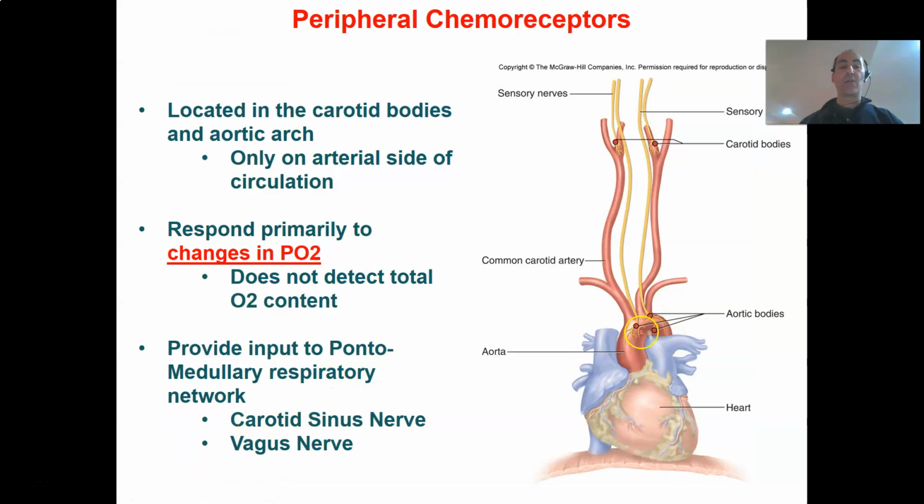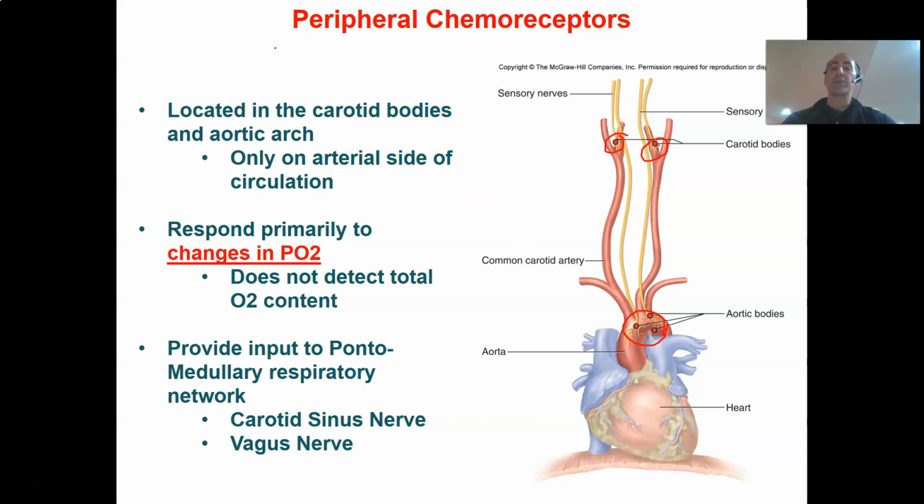Here's a look at these carotid bodies. There are also additional carotid bodies. Here's the carotid arches, and there are additional carotid bodies that are attached to the aortics. We think that these are backups in case these sets of carotid bodies in the carotids are taken out for some reason. So they're located in the carotid bodies and the arch.